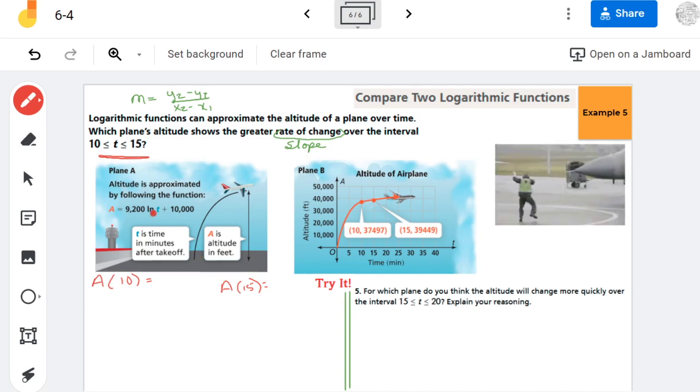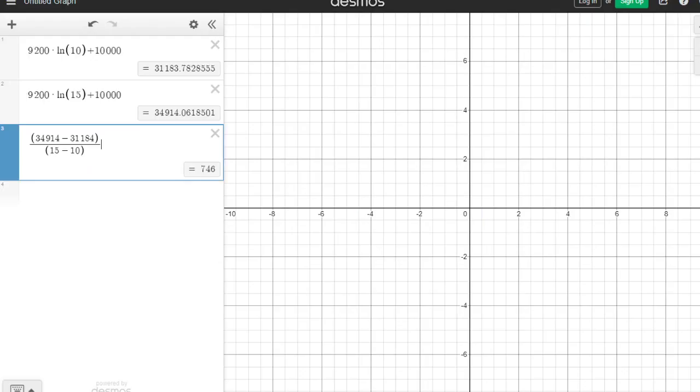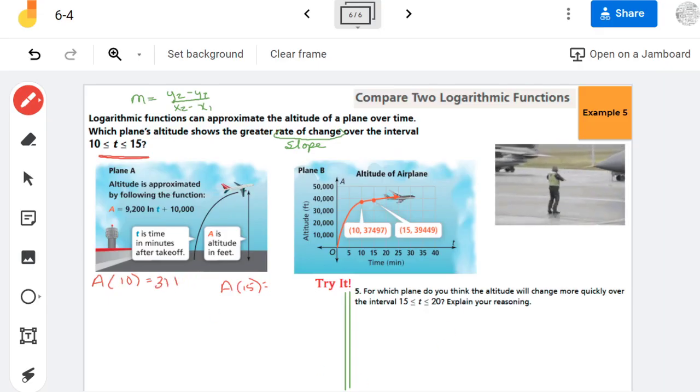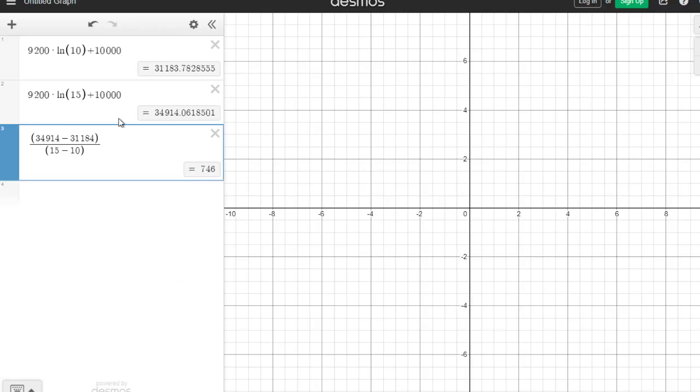So what I've done is I have written these equations in Desmos, and I just need to replace the 10 and the 15. Thank you Gyoza for your input. On a of 10, you can see I have 31,184. And on a of 15, you can see that I have 34,914.